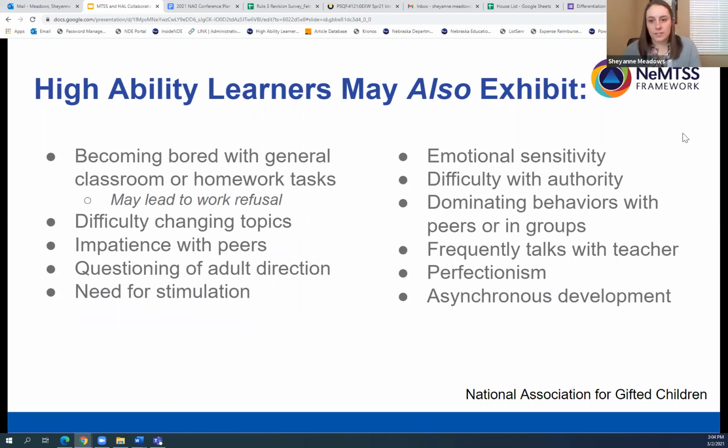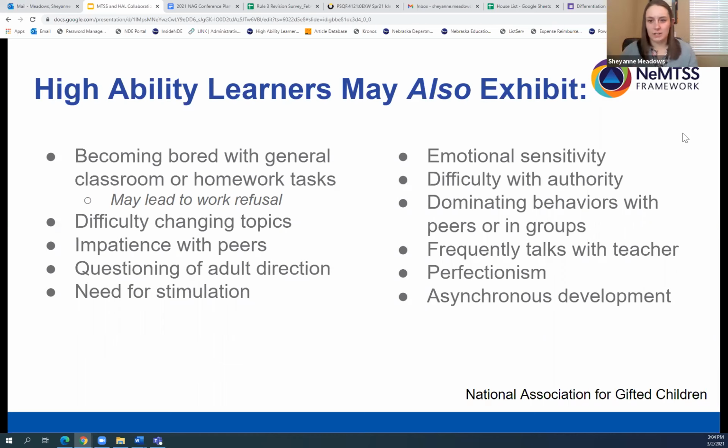And then we have some characteristics of high ability learners that we see in the classroom, but we may not realize that those are characteristics of a high ability learner. So for example, students may become bored with their general classroom tasks, and this can lead to refusal of doing work or not turning in work, or just, again, flat out, I'm not doing this, it's not worth my time, if it's redundant or boring to them. They may have difficulty changing topics because when they get on something and they're really single-tracked and interested, it can be hard to get them off of that.